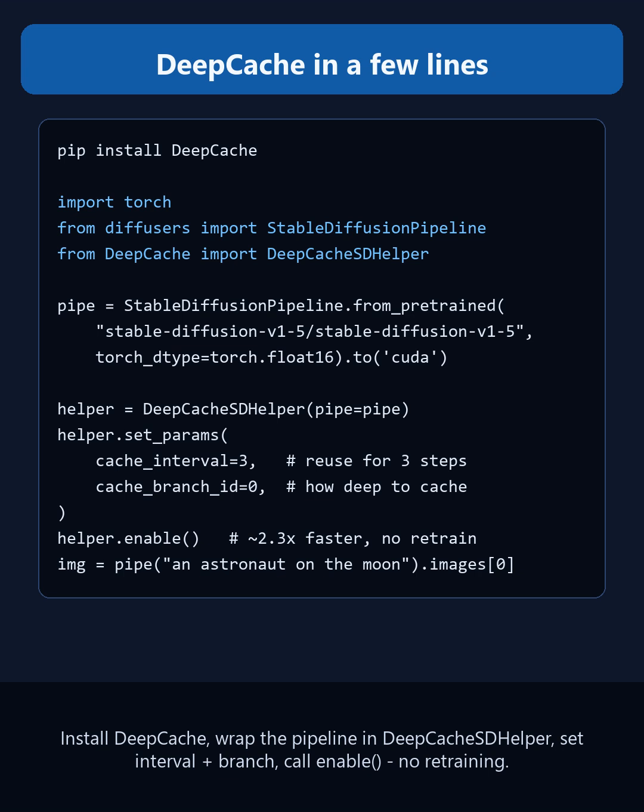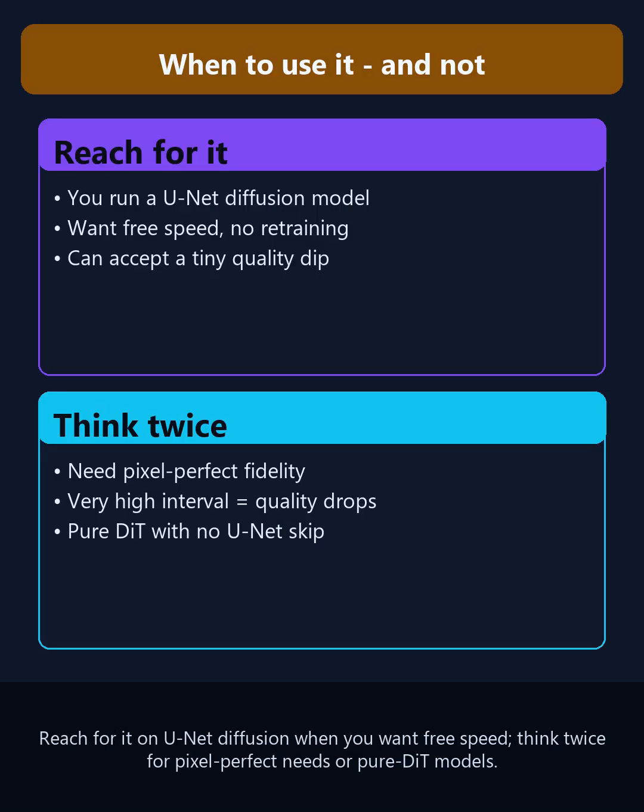In code, it is almost trivial. You install the DeepCache package, wrap your existing pipeline in a DeepCache helper, set the cache interval and the cache branch, and call enable. That is it. No fine-tuning, no new checkpoints, no changes to your prompts. You can toggle it on and off at will, and tune the two dials to trade a little quality for a lot of speed. So when should you reach for it, and when not?